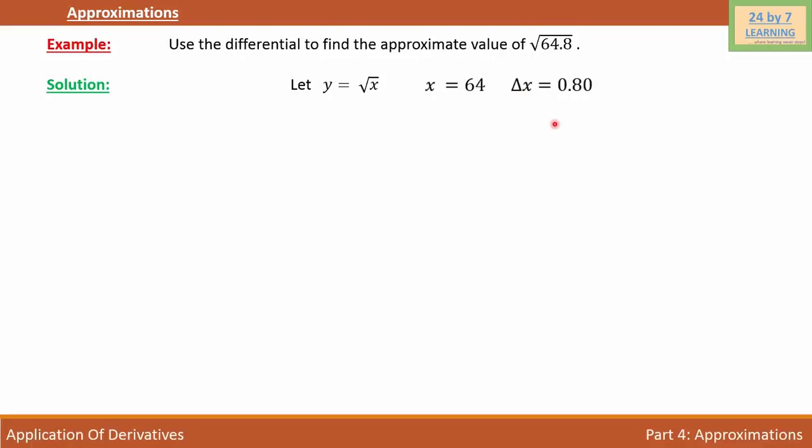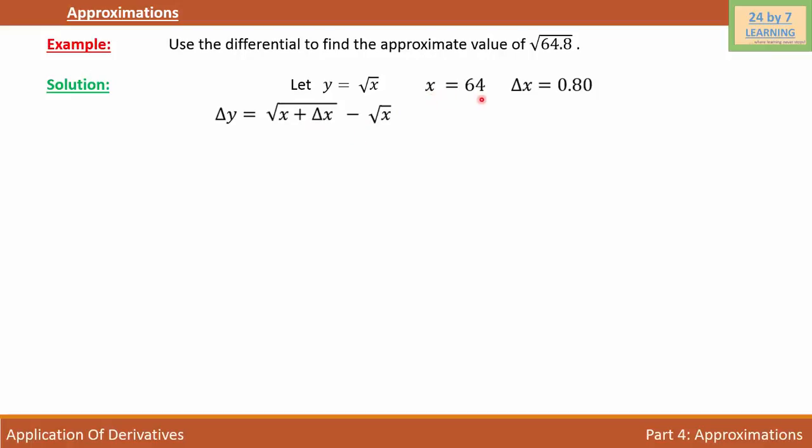You should follow this concept every time you have to find the square root of a number and the number is not a perfect square. Now let's try to solve this problem. If you remember from the previous videos, we have used this expression: delta y is equal to square root of x plus delta x minus square root of x. Now let's simplify this further.